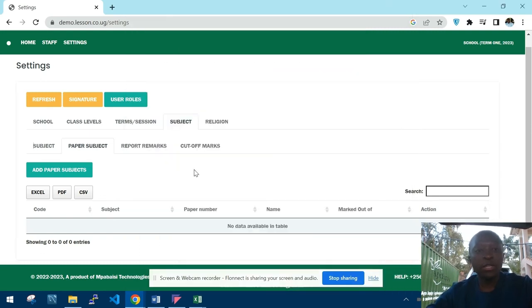In this video, we're going to see how to add papers to subjects. I'm basically going to consider the A-level subjects because primary we don't need papers, and O-level, yes, has papers, but when it comes to analysis of the results, we don't also need papers that much. But for A-level, we need papers. We work with papers. At the time I'm recording this video, the A-level is still supporting papers.